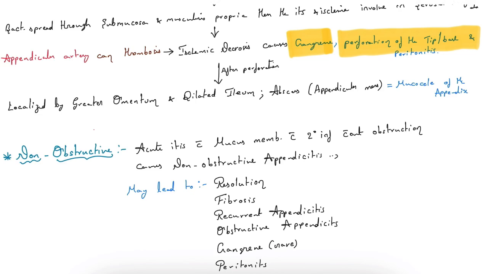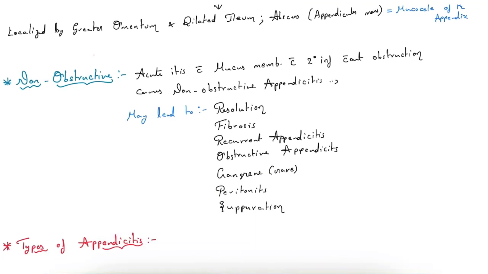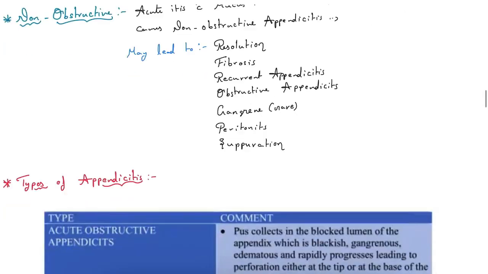Okay, next we can see non-obstructive appendicitis. Here we first see acute inflammation of the mucous membrane with secondary infection without obstruction. It causes non-obstructive appendicitis. We can see resolution, fibrosis, recurrent appendicitis, obstructive appendicitis, and gangrene. Gangrene will be rare, and peritonitis and suppuration.